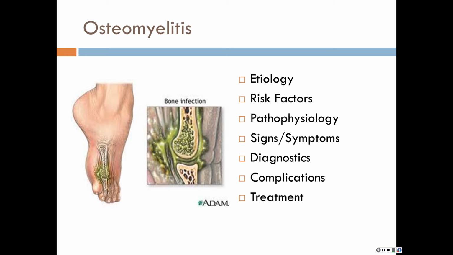The first kind of osteomyelitis is hematogenous osteo. 70 to 80% of these cases are caused from Staphylococcus aureus or a gram-negative bacilli. That's Haemophilus influenzae. These happen frequently with patients that are younger than 3, so 2 months to 3 years old. This is an indirect form of osteomyelitis.